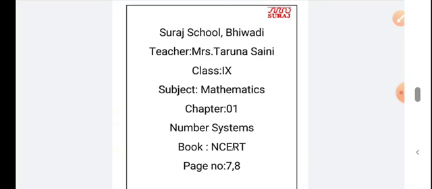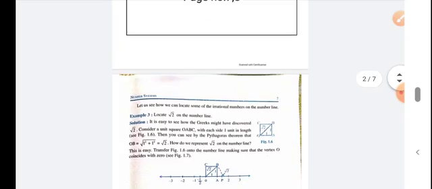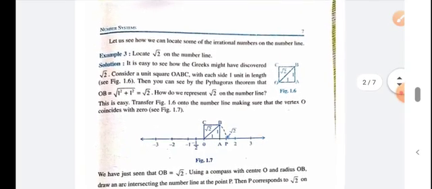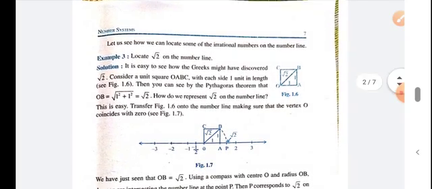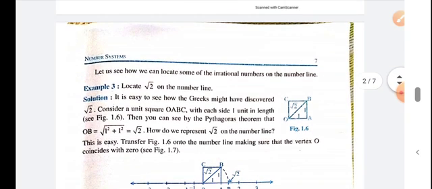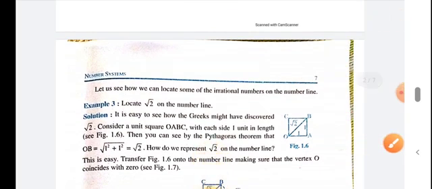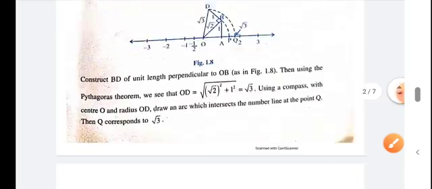Today, I, Taruna Saini, will continue the same chapter, that is chapter 1, number systems. Today we are going to discuss page number 7 and 8. Our topic is presentation of real numbers on the number line. We will present irrational numbers today, and in this we will use Pythagoras theorem.